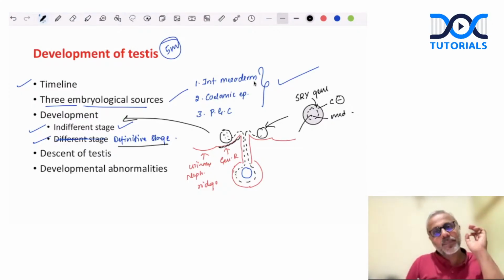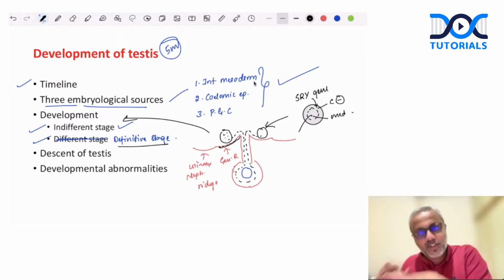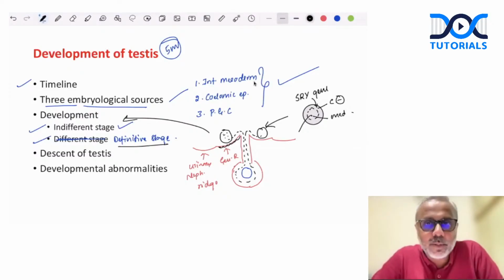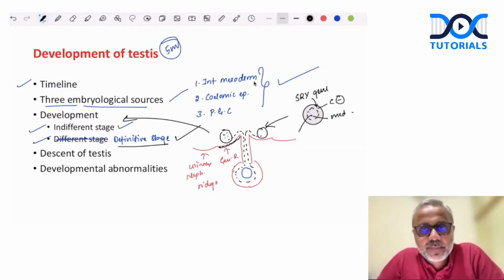How does the medulla give rise to sex cords? These sex cords anastomose in the rete testis and become horseshoe shaped, get canalized and form the seminiferous tubules. That is what we need to explain in the definitive stage, right?